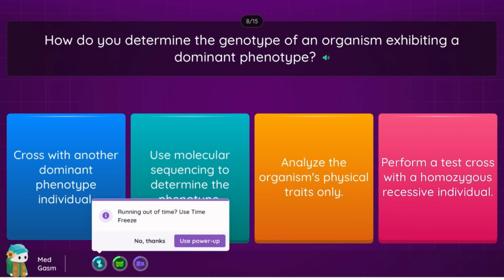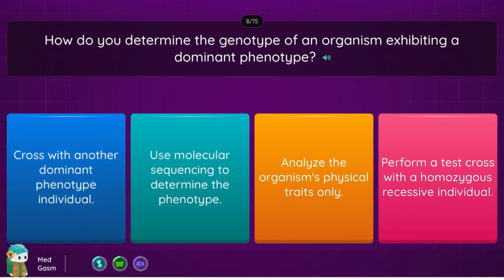Option 3. Analyze the organism's physical traits only. Option 4. Perform a test cross with a homozygous recessive individual.